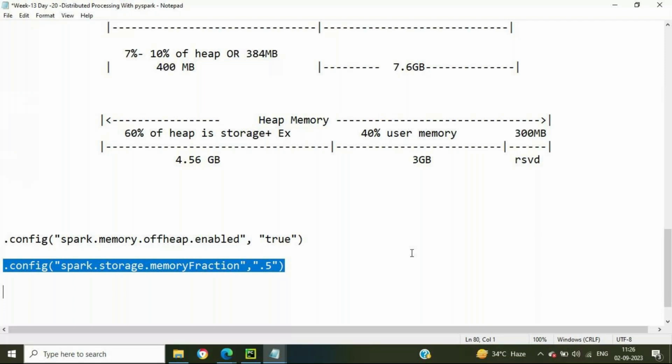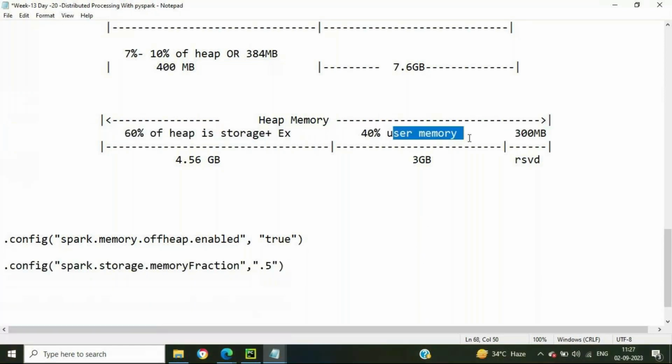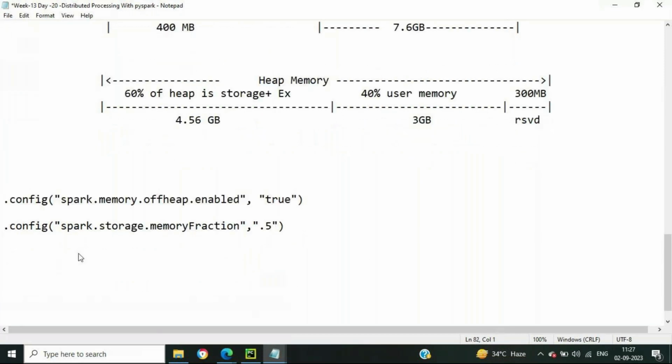What is this user memory? 40%. What does it do? Yeah, I mentioned user memory. So user memory is used, say, if we have an OOM error, we will be facing this particular issue. Once we deal with a heavy data set, out of memory related errors, data structure related stuff.